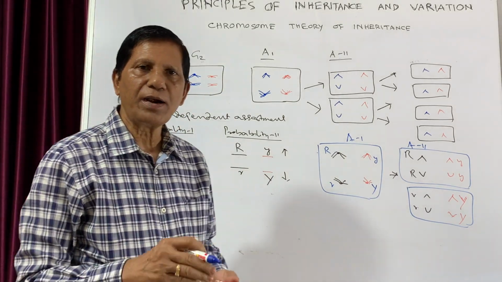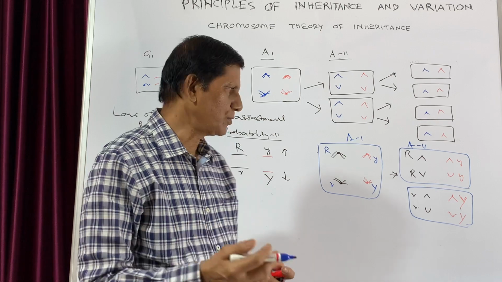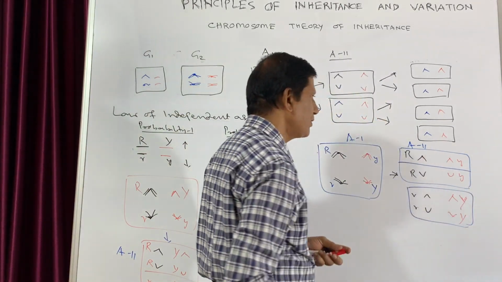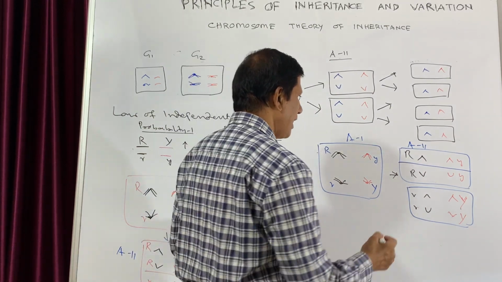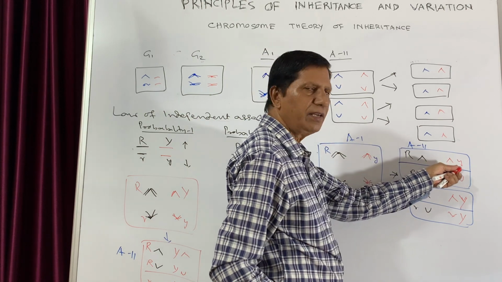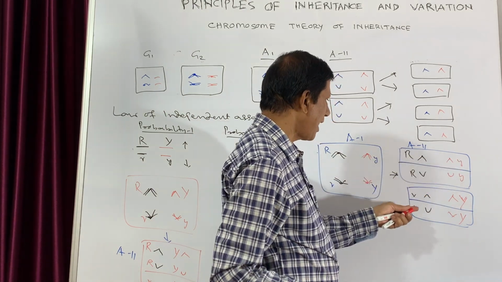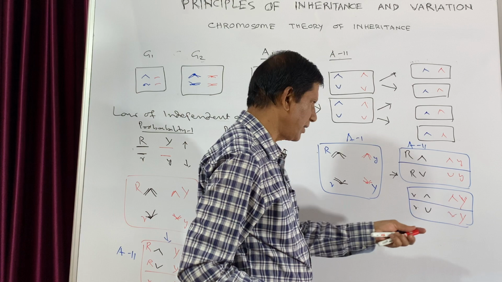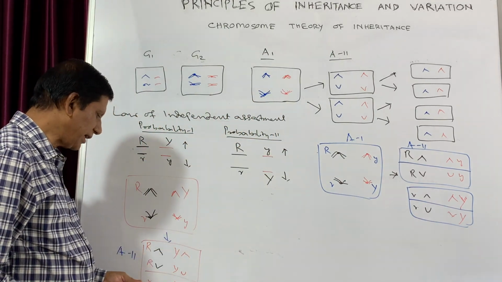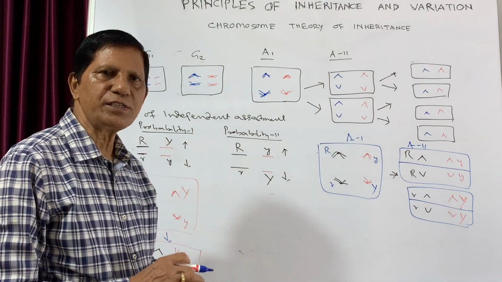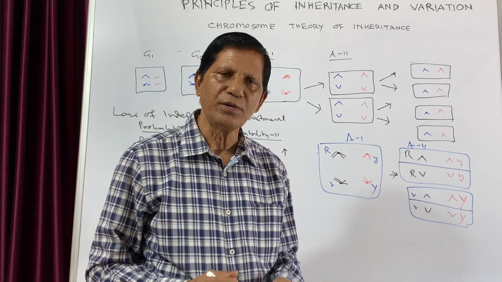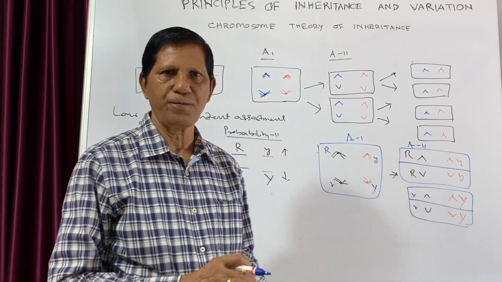Now what will happen at the end of telophase 2? At the end of telophase 2, it will give rise to gametes like this, and this will also give it. That means a round is associated with the white color and a wrinkle is associated with the yellow color. But here a round is associated with yellow color and wrinkle is associated with it. That means all the 4 types of gametes can be formed due to independent assortment.